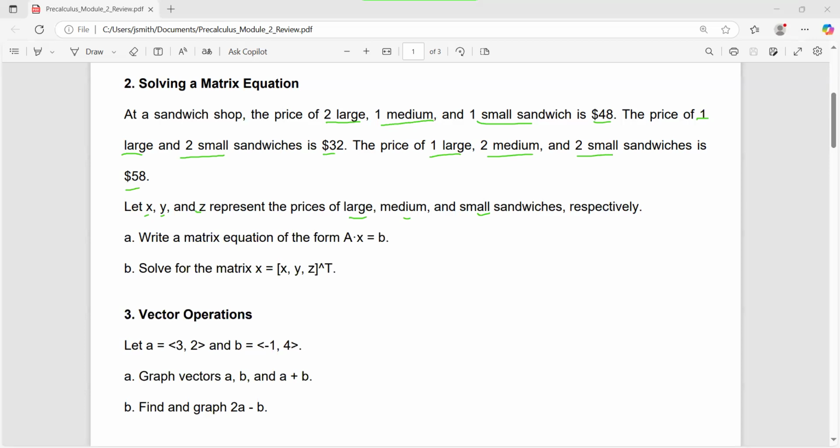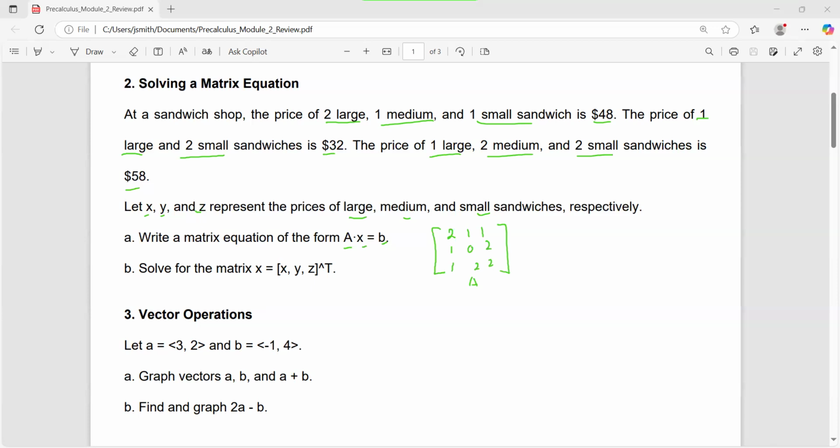It says write the matrix as AX = B, meaning write a matrix, a 3 by 3 matrix. That's what A would be. And it's pretty straightforward. Read left to right. So it'd just be 2, 1, 1. That'd be the first row. The second row would be 1, 0, 2. Now, why would it be 0, 2? Anyone know? There's no medium, right? It's 1 large, 2 small. So that means I have 0 mediums. And then the last one would be 1, 2, 2. That would be the A.